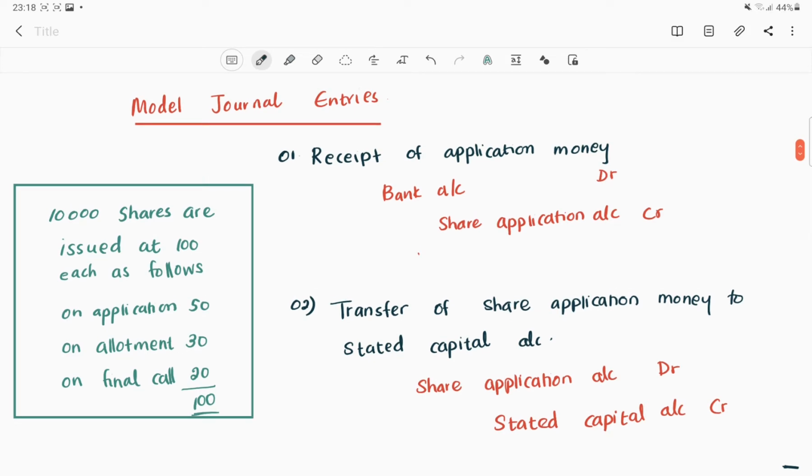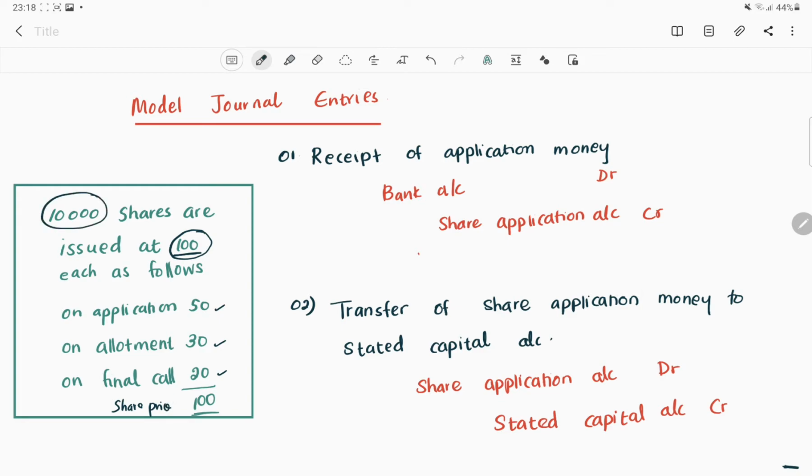So let's move to the model journal entries in relation to the issue of shares. In this example, 10,000 shares have been issued at 100 each, and when the share price is 100, this is how the installments have been made. On application, 50 would be collected, on allotment 30, and on final call 20. So 50, 30, 20 together, 100 would be the share price, and 10,000 shares would be issued.